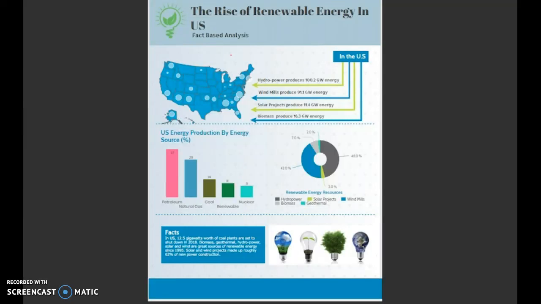Hi team, here is my justification for the design choices I made when creating the infographic about the rise of renewable energy in the United States. The infographic is composed of three sections: 1, 2, 3. The first section is based on facts and I followed the contrast principle to differentiate and highlight the main points. I used two colors, block type and size, to create the contrast.